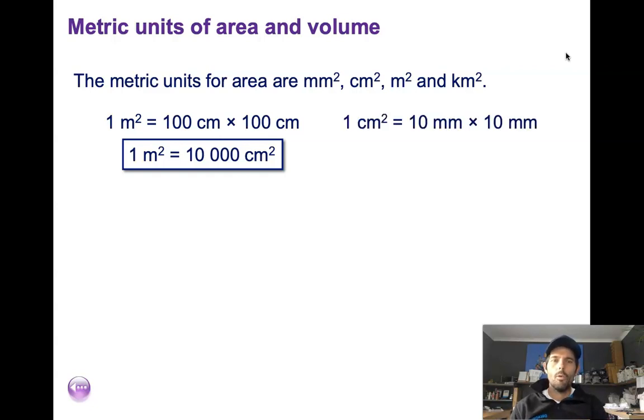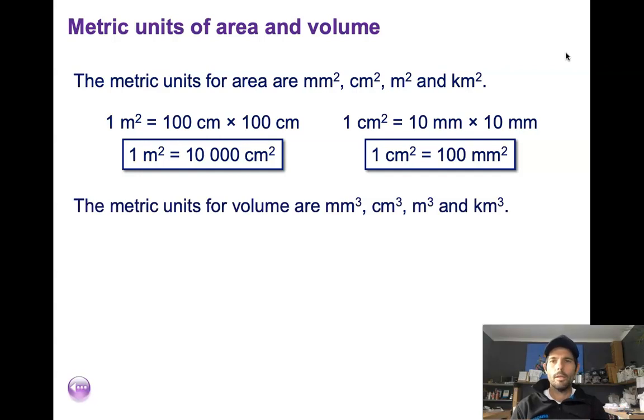The same with 1 centimeter squared. I convert the 1 centimeter times 1 centimeter into millimeters. And then I recognize that 1 centimeter squared is actually 100 millimeters squared.